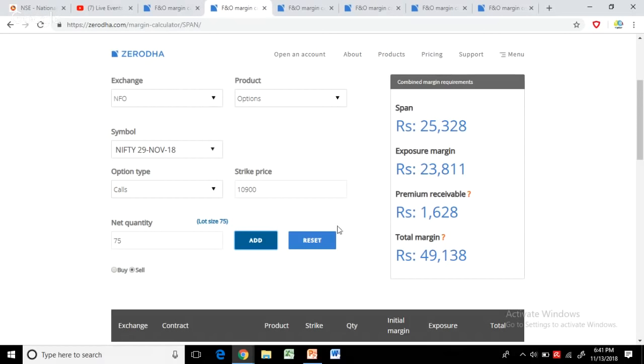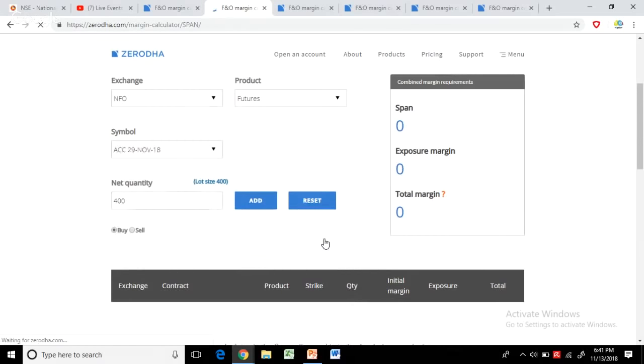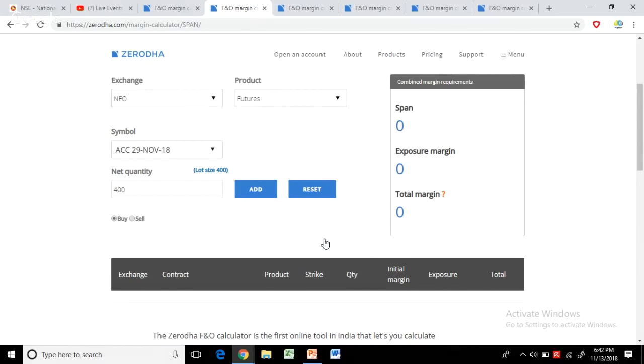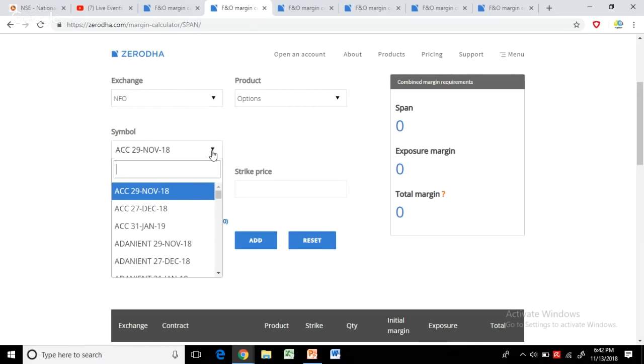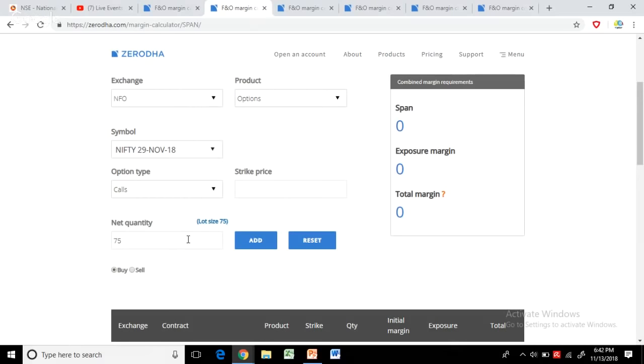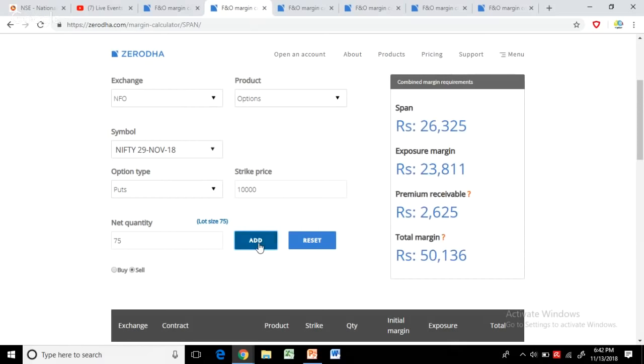Let us see what has happened in case of the put side also. So, frankly speaking, there is no increase in margin. If you're selecting your strike prices correctly, there is nothing to worry. In fact, the market has become much more fruitful for option sellers. Okay, I have selected Nifty 29 November. I am selecting put, and let's say I'm putting a strike price of 10,000, and I'll say sell.